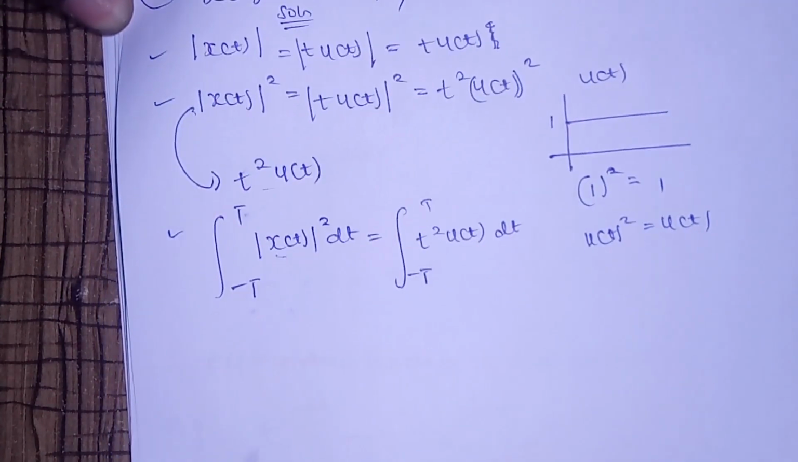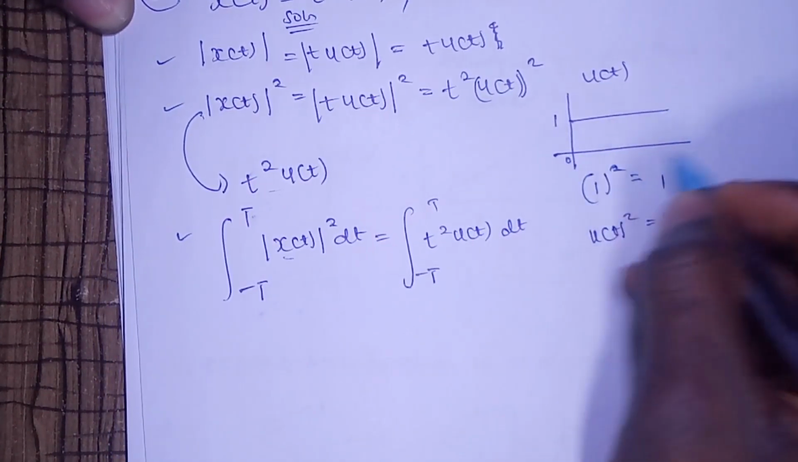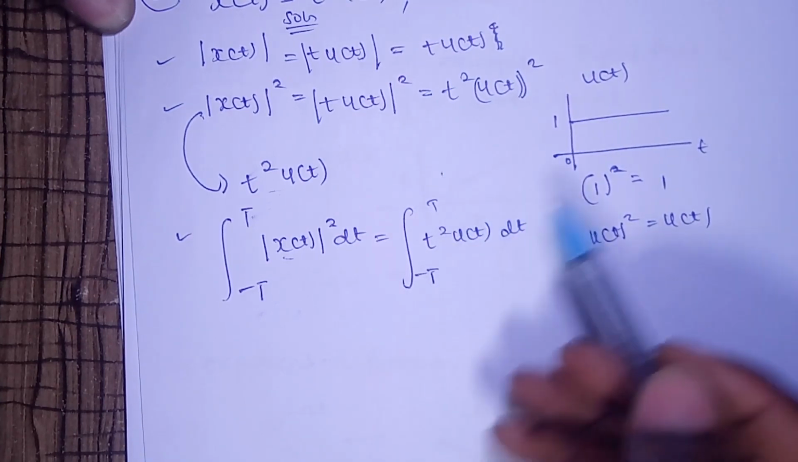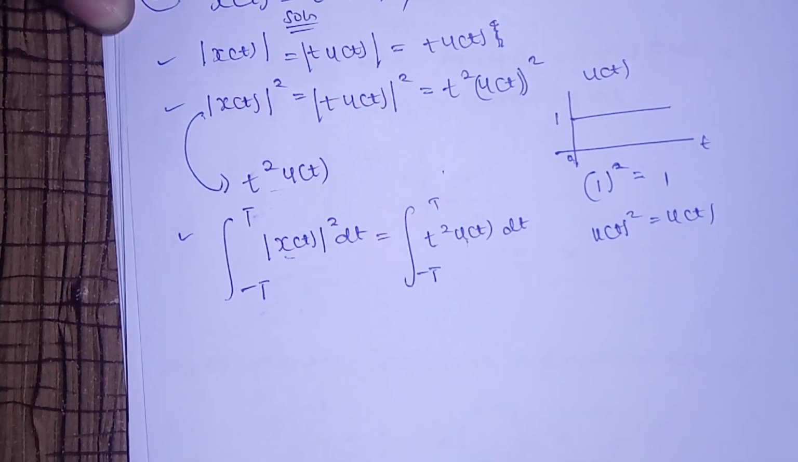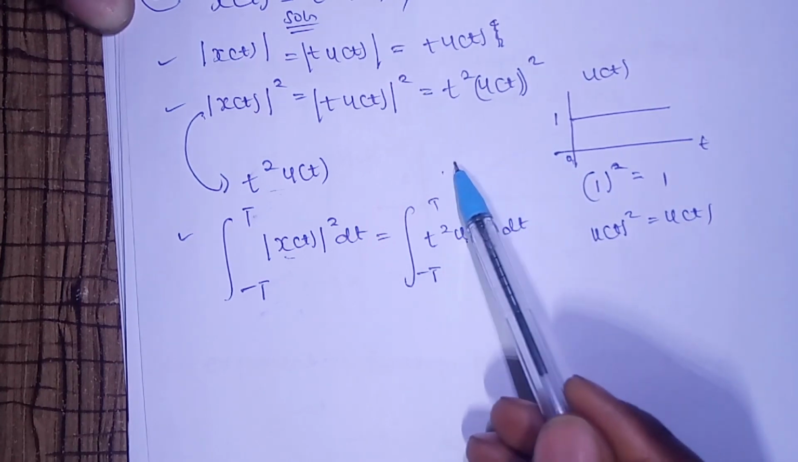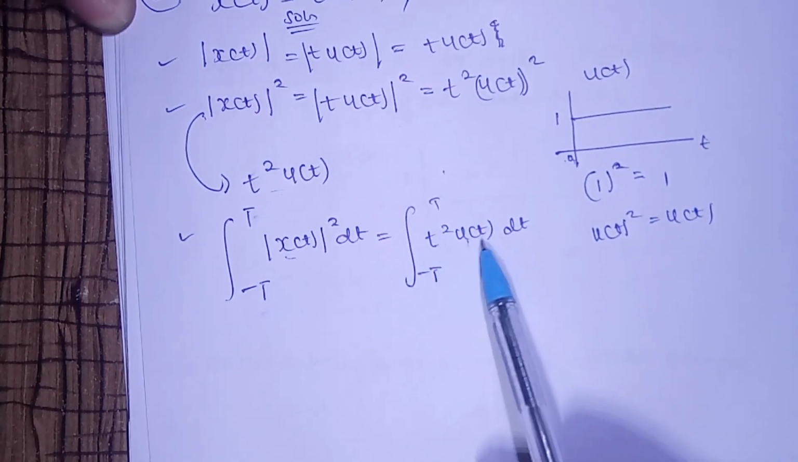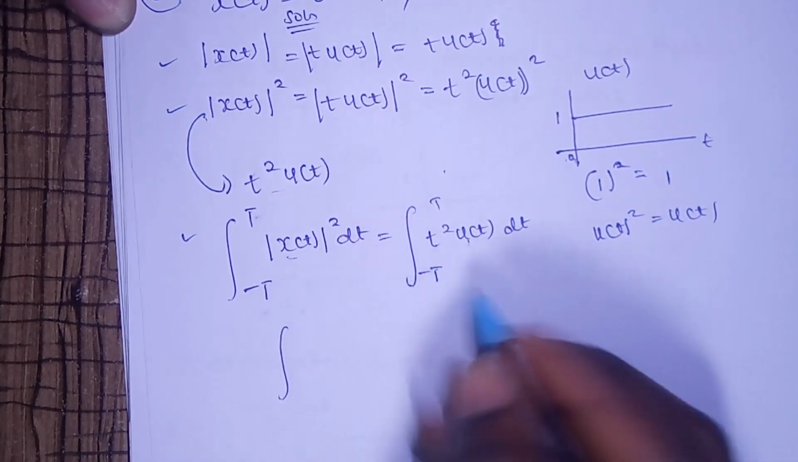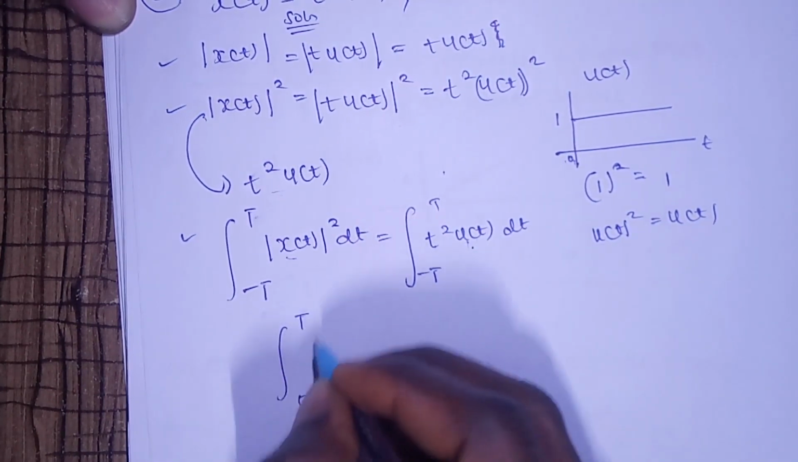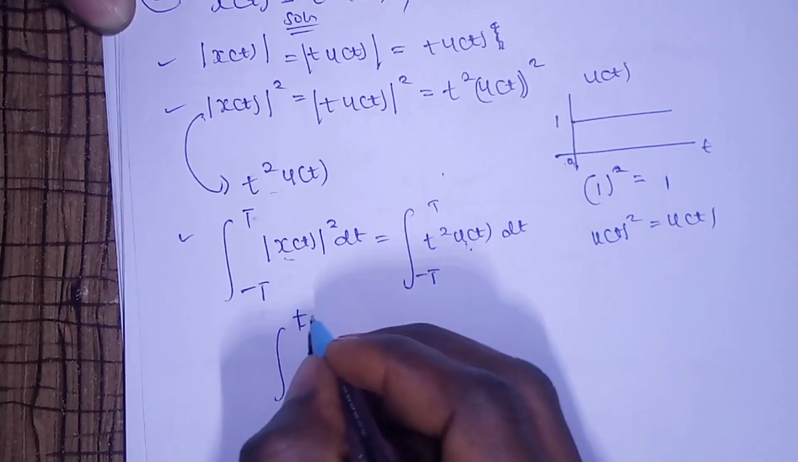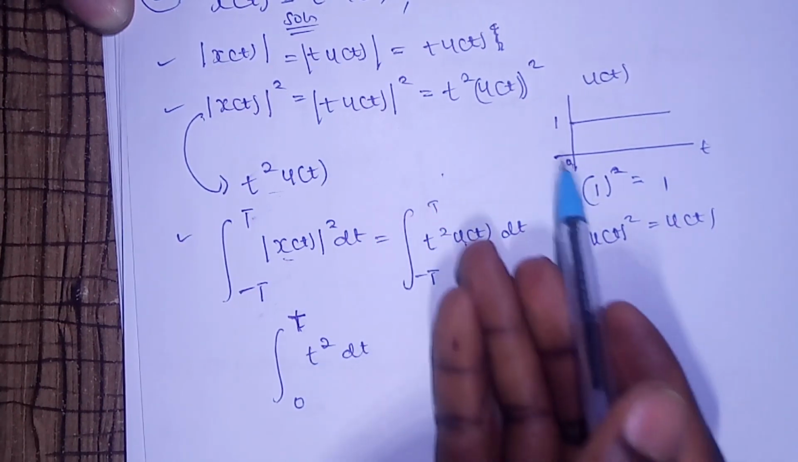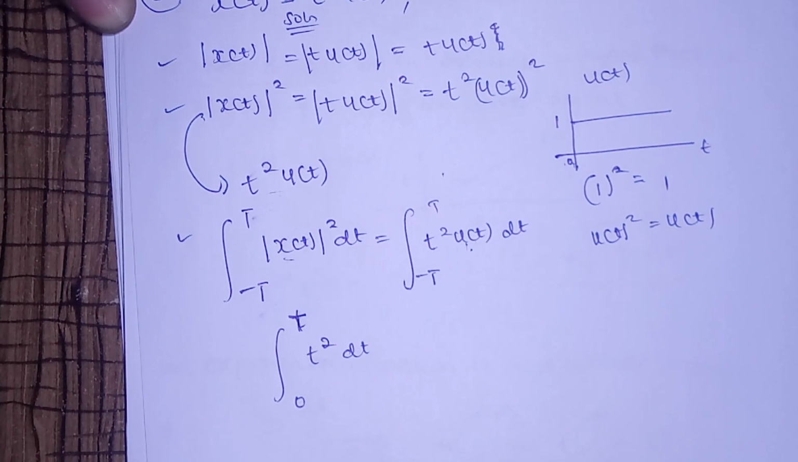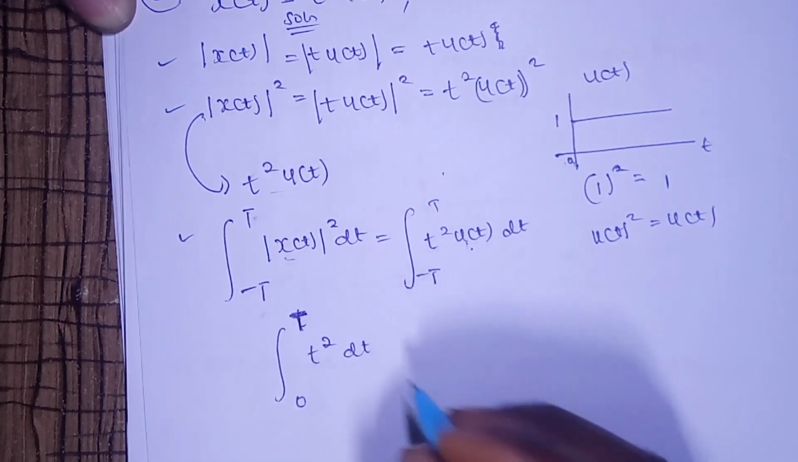Now, to ease it for us, we know that u of t is defined from 0 to T, which means from negative T to 0, u of t is 0. Even though we mix the signal together, it is going to give us 0. So there's no need of calculating for this negative T to 0. So we can remove it and negate the u of t. Since u of t is defined only from 0 to T, we just have t squared dt, which means u of t has truncated the signal.